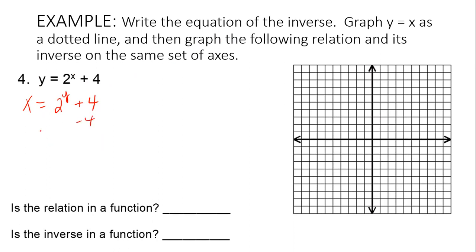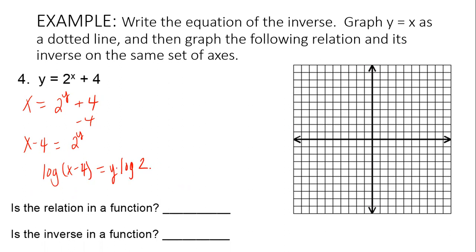I'm going to get rid of it by subtracting it. What I do to one side, I do to the other. And now we're here. I have an exponent as the power, so this is an exponential. In order to get rid of an exponential, we have to take the log. So I'm going to take the log of both sides. So I have log of x minus 4. And now my y is free because I'm taking the log of 2.